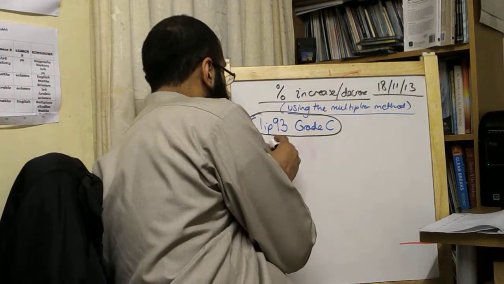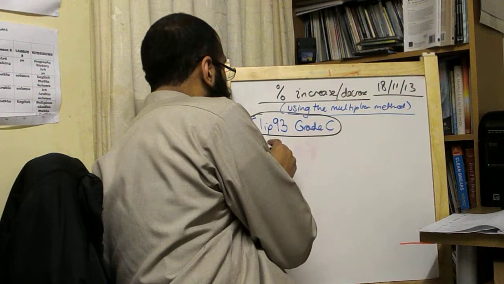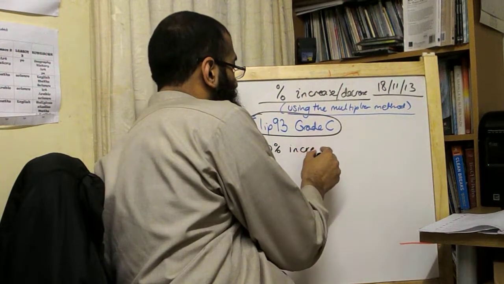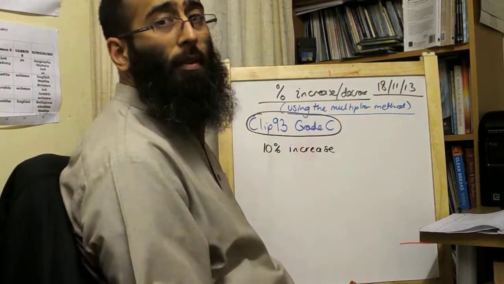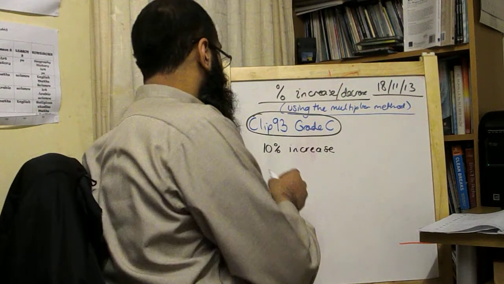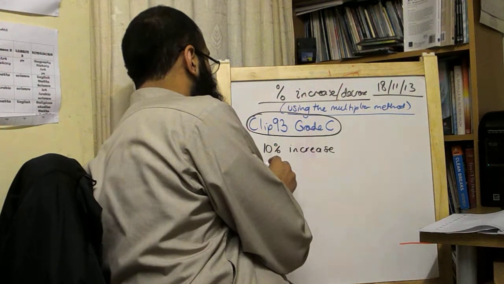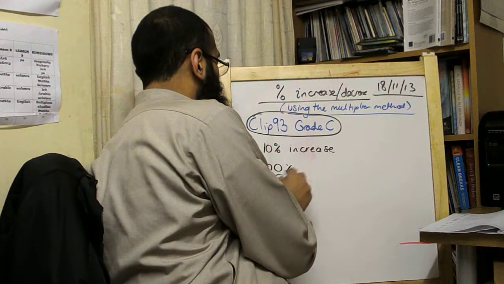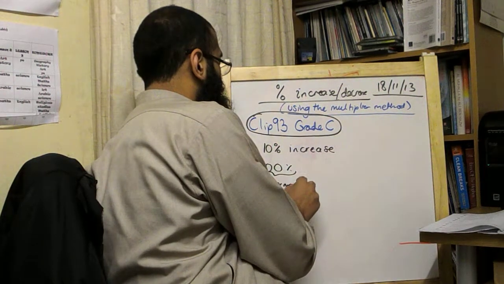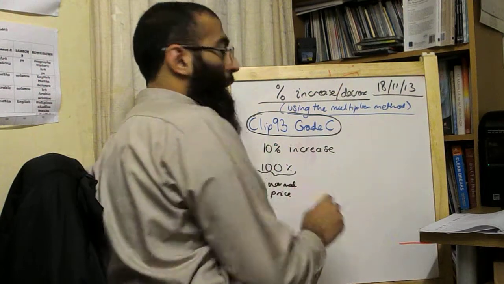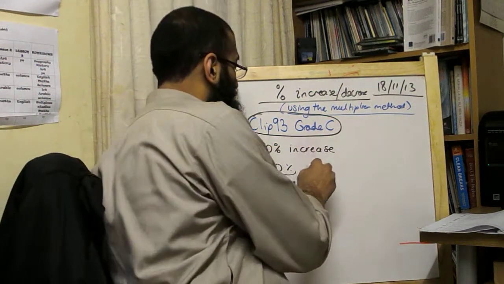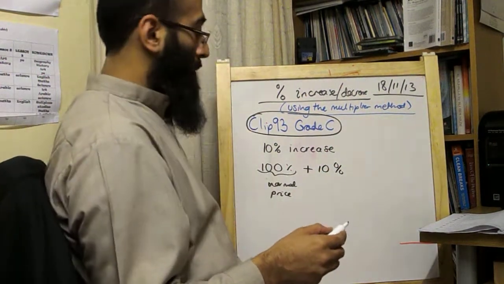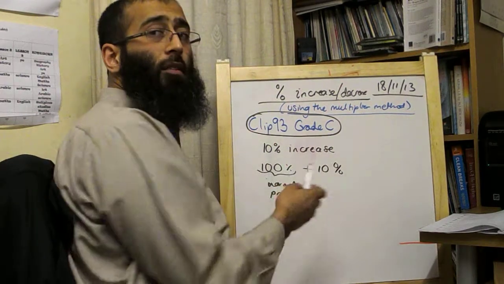So we have, for example, a 10% increase. How do we interpret a question that involves a 10% increase? So, Hassan, we have the normal price. What is the normal price of any item? The normal price is 100%. Okay. Now, if we increase something by 10%, what do we do? We add another 10%. Okay, so we have our original 100% as the value of any item.